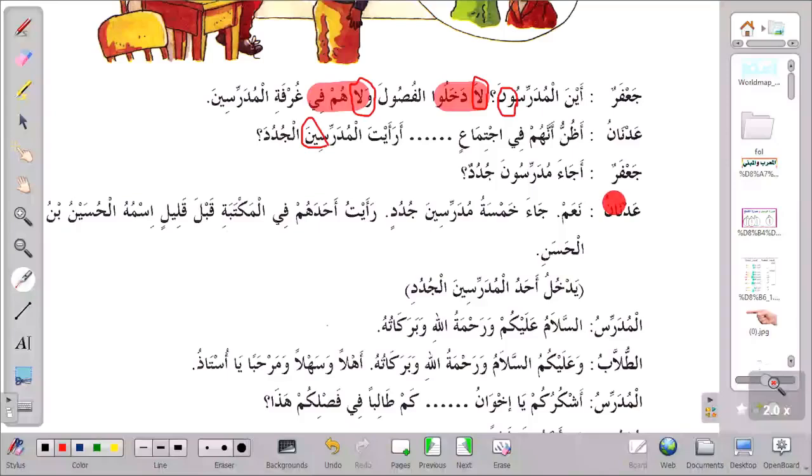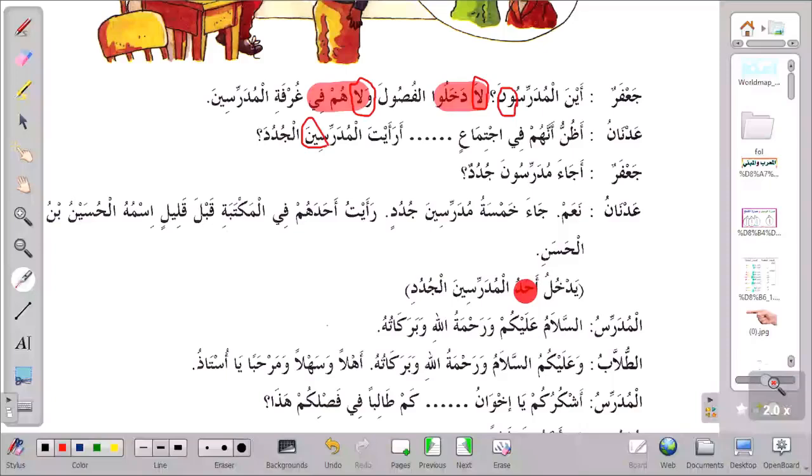Ja'a khamsatu mudarrisina jududin. 5 new teachers came. Ra'aytu ahadahum fil maktabati qabla qalilin. I saw one of them in the library a little ago. Ismuhul Hussein ibn Hassan. His name is Hussein ibn Hassan. I hope that is clear.